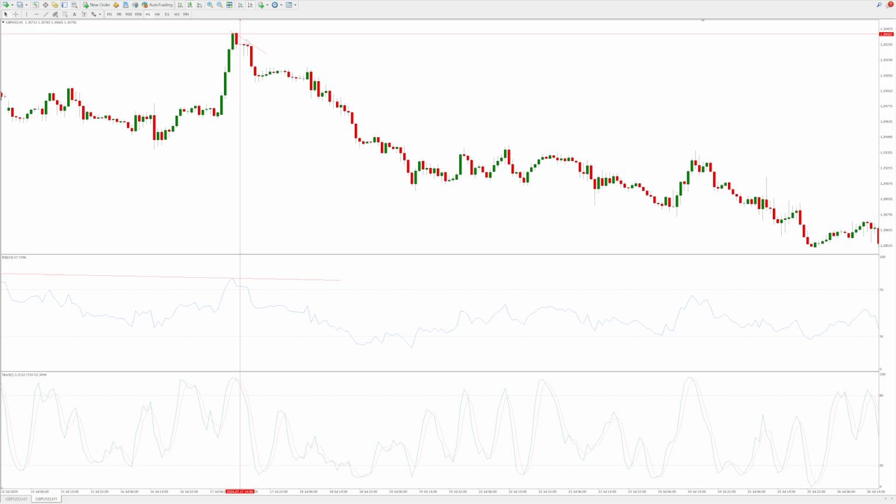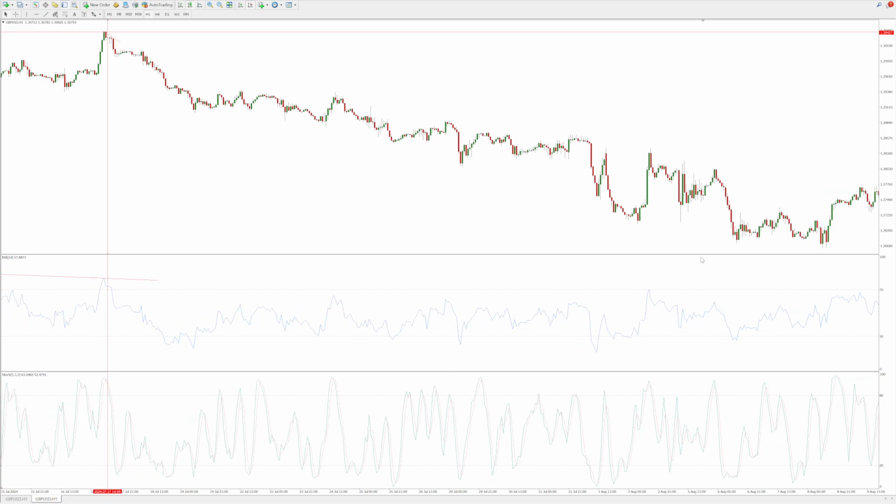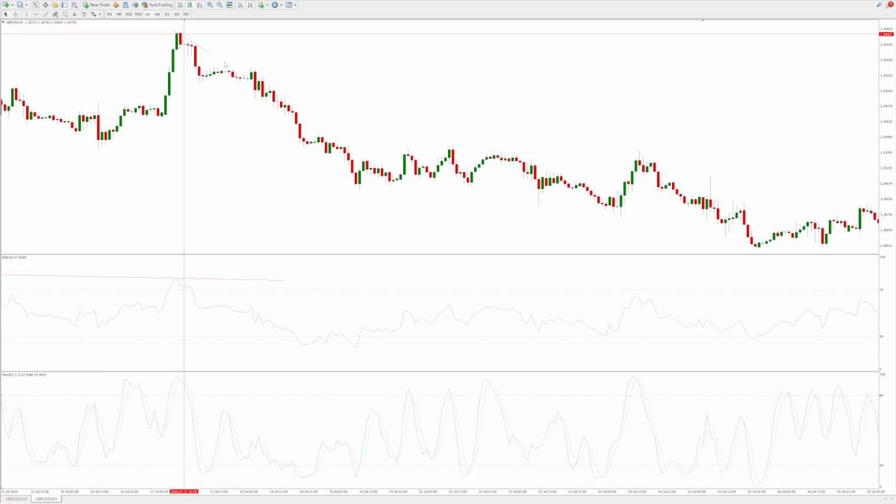You can try and jump in at the top there. If you did, happy days, you would have caught the majority of the trade there for over 300 pips. Or you can just wait to see how things play out.